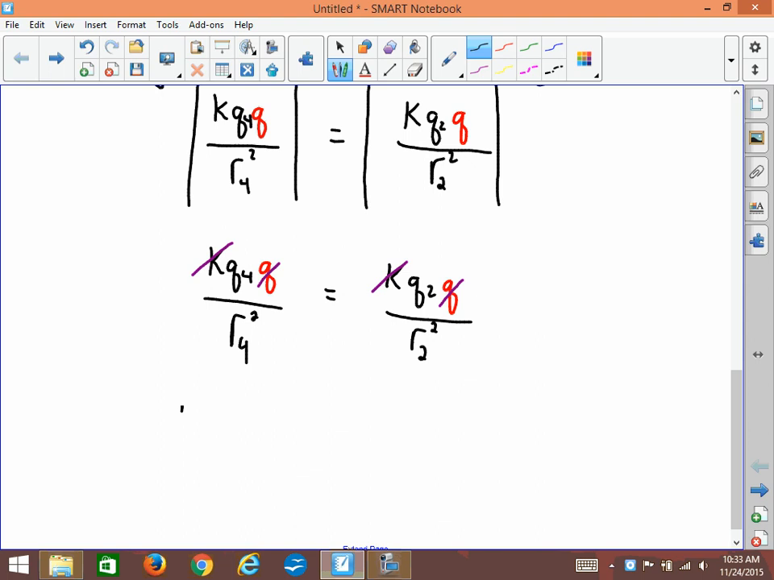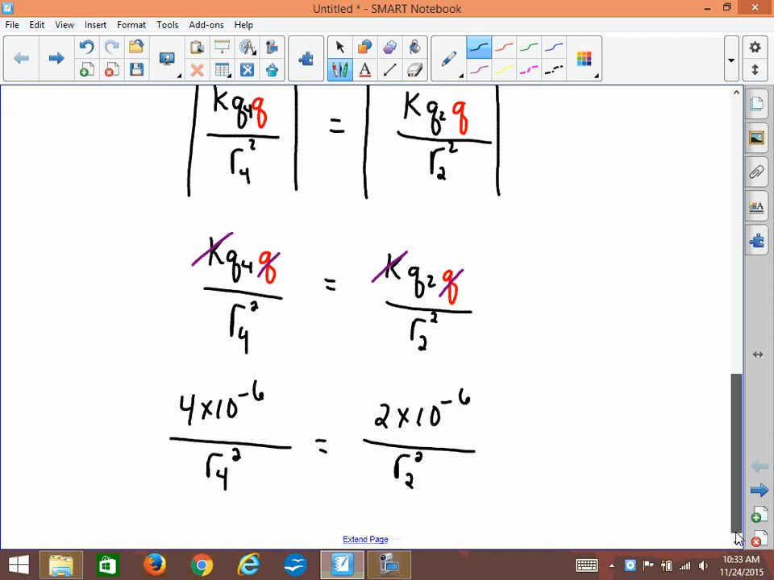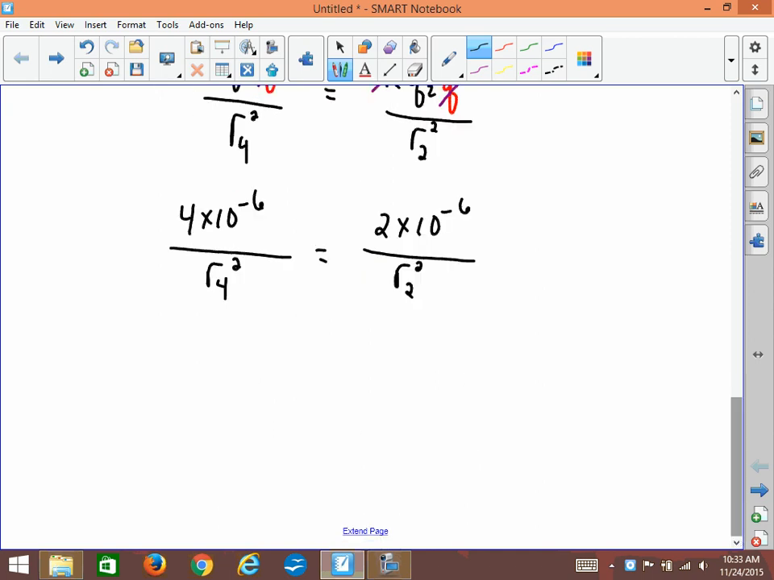Q4 was 4 microcoulombs, which is 4 times 10 to the negative 6, and then R4 squared. And over here, this was 2 microcoulombs, so 2 times 10 to the negative 6, R2 squared. Now I'm going to do another canceling. I'm going to multiply both sides of this equation by 10 to the 6, which means I can even get rid of all those decimal places. And I get a very simple looking equation that says 4 over R4 squared equals 2 over R2 squared.